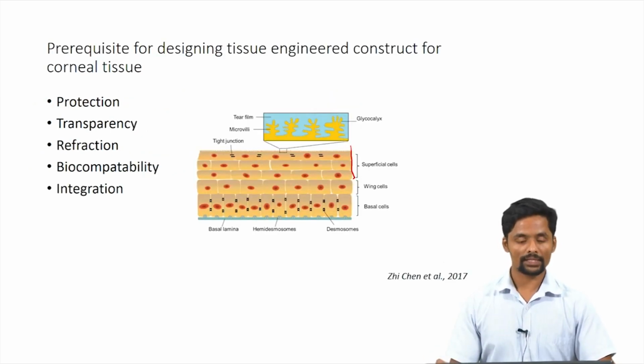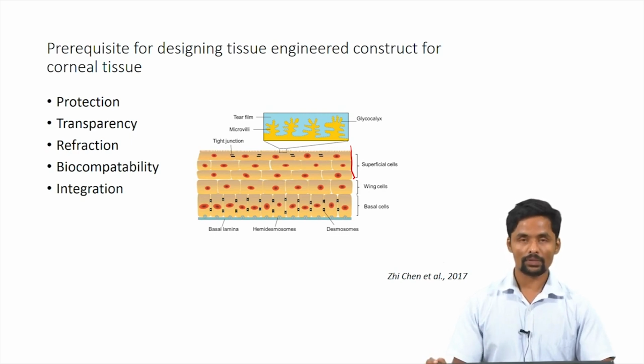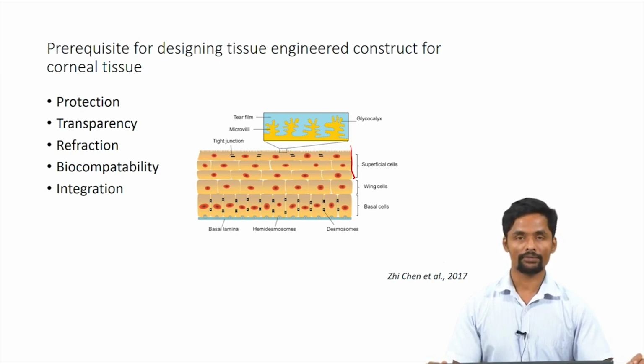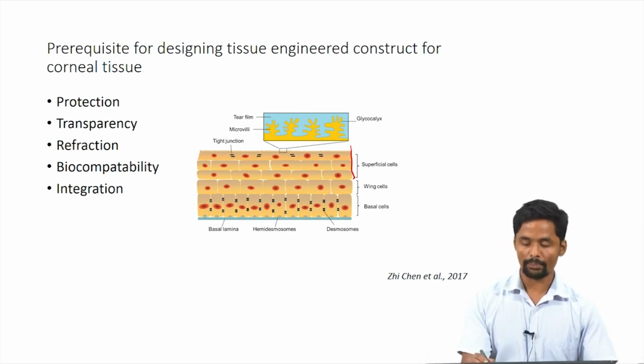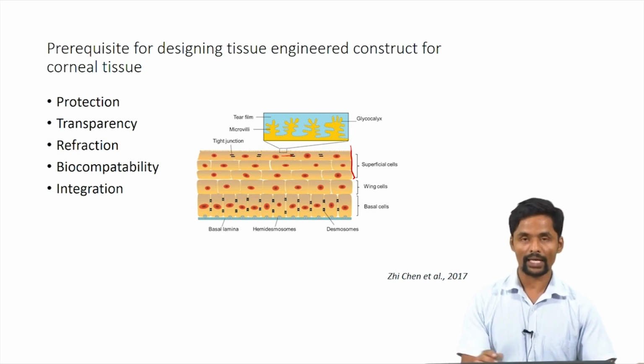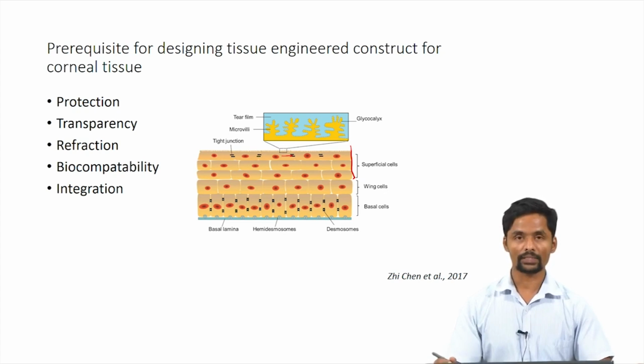Let us begin with prerequisites for designing a tissue engineering scaffold for corneal tissue. The first prerequisite is protection. As we know, the eye is exposed to the external environment and it has to be protected from bacterial and other microbial infections. The outermost epithelial layer contains tight junctions and also microvilli, and it prevents microbial invasion.